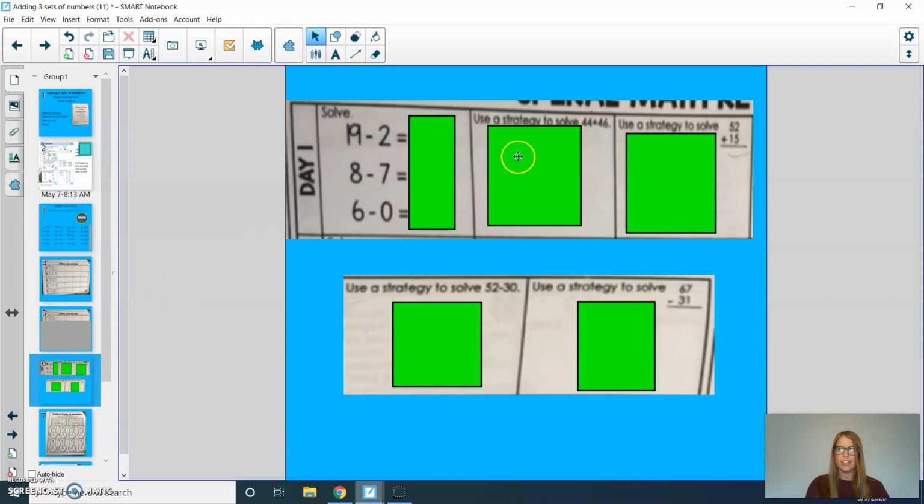All right, second graders, you're going to notice mine looks a little bit different because I wanted to have these problems a little bit bigger. So if you're still looking at day 1, still in that spiral math review, you should have solved 19 minus 2 to get 17. You should have had 8 minus 7 to get you to 1, and 6 minus 0 to get you to 6. If you notice that you have any of these wrong, you can fix these with your pencil and eraser.